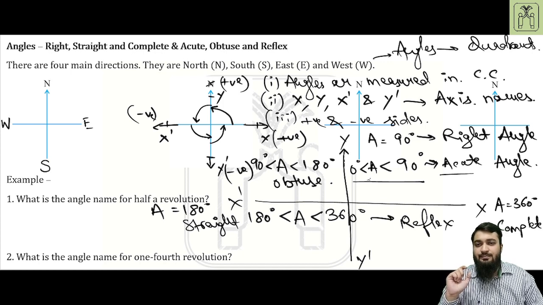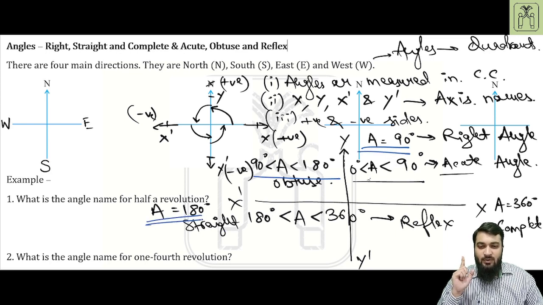Now if it is 90 to 180 degrees, what does it mean? It means it is either 90.1, 90.2, 91, 92, 95, 100, 105 and so on till 170, 175, 179.9. Then it will be in the bracket of obtuse angle. If it is equal to 90 degrees, it will be a right angle.